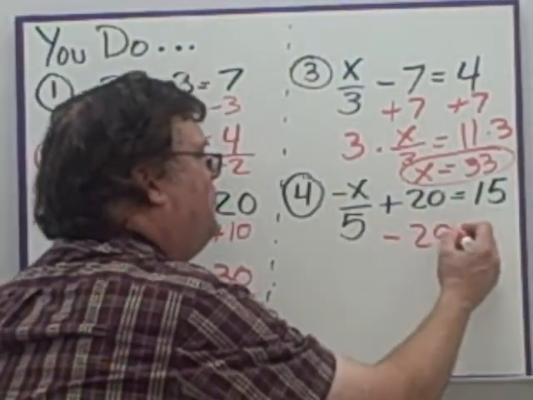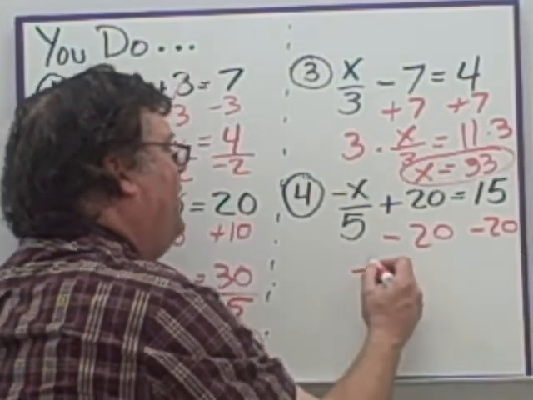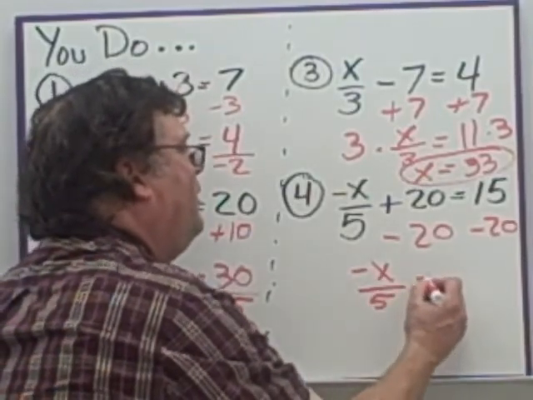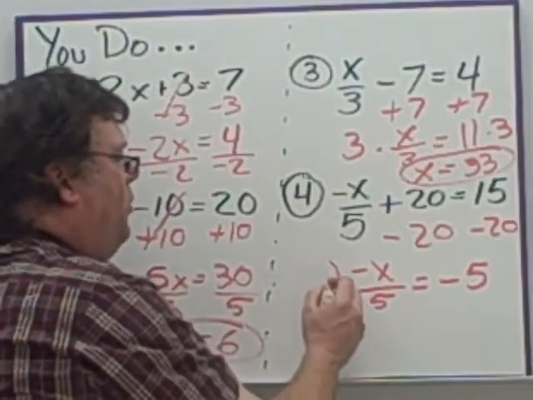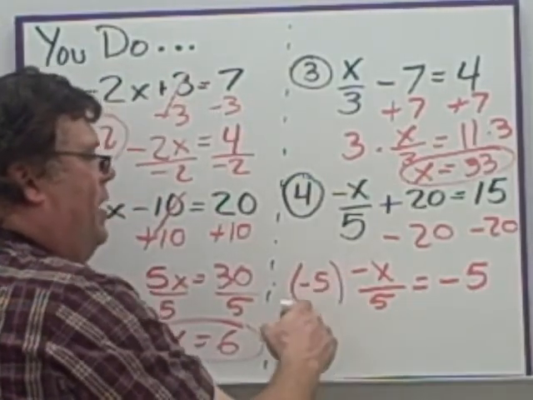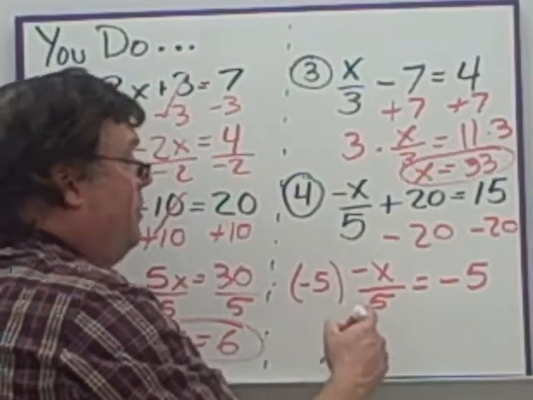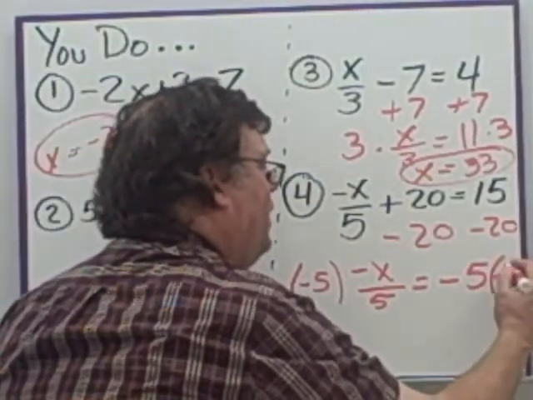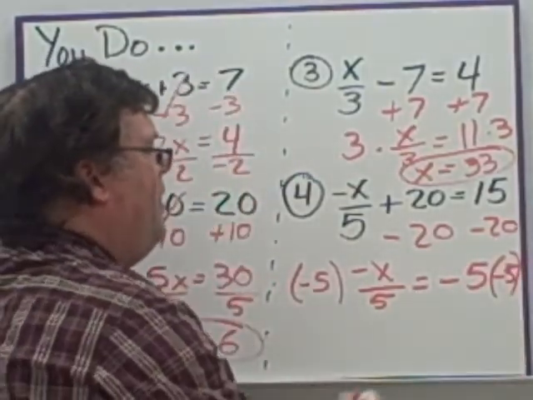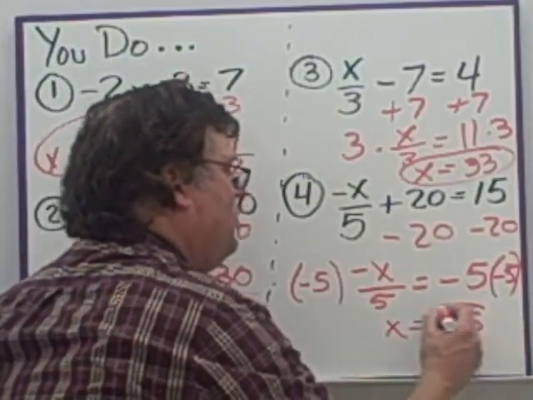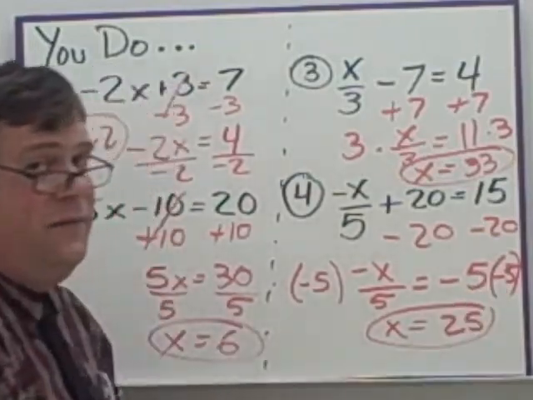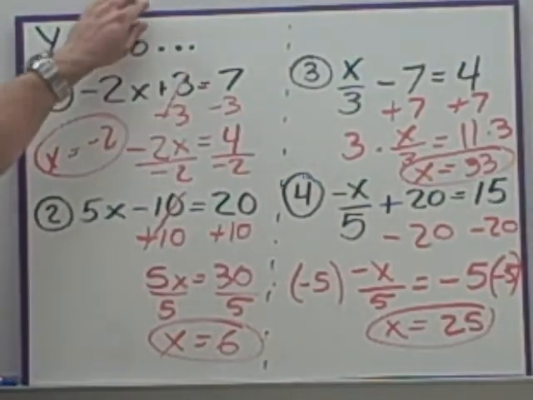Here I subtract 20 from both sides. That gives me negative x over 5 is equal to negative 5. Again, I want to multiply by a negative over here. I'm going to multiply by negative 5 to undo the divide by 5. Same thing over here, multiply by negative 5. And I get x is equal to positive 25, because negative times a negative gives me a positive.